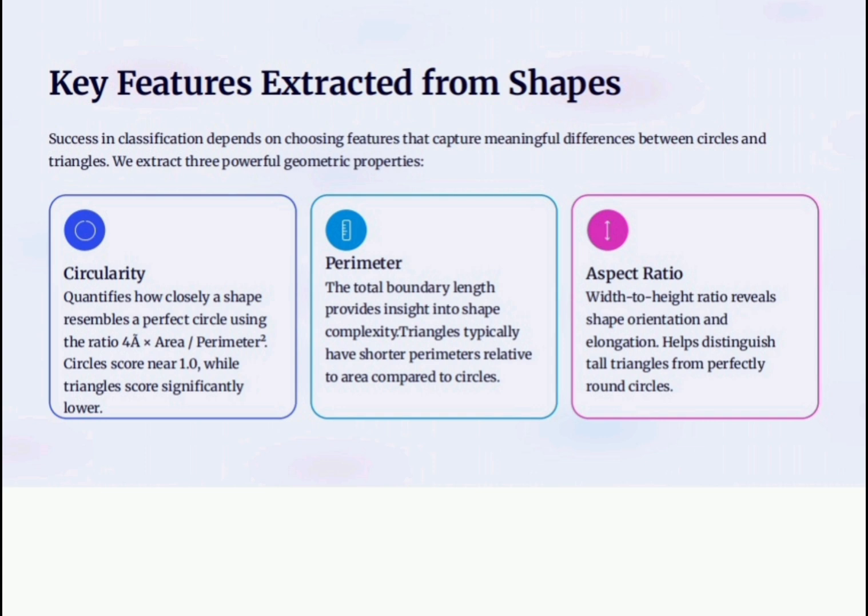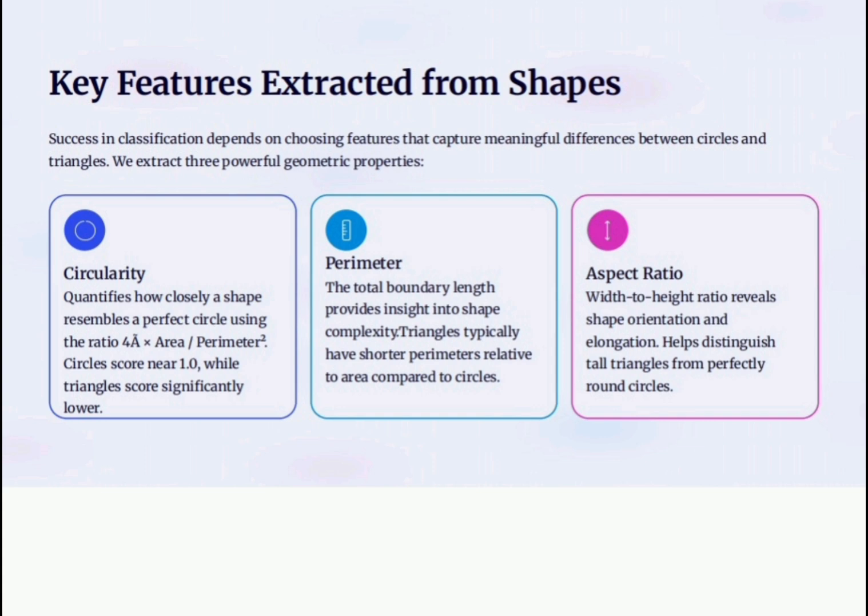It uses the formula 4 pi times area divided by perimeter squared. For circles, this value is very close to 1. Triangles, on the other hand, score much lower because they have sharp corners and longer perimeters relative to their area.